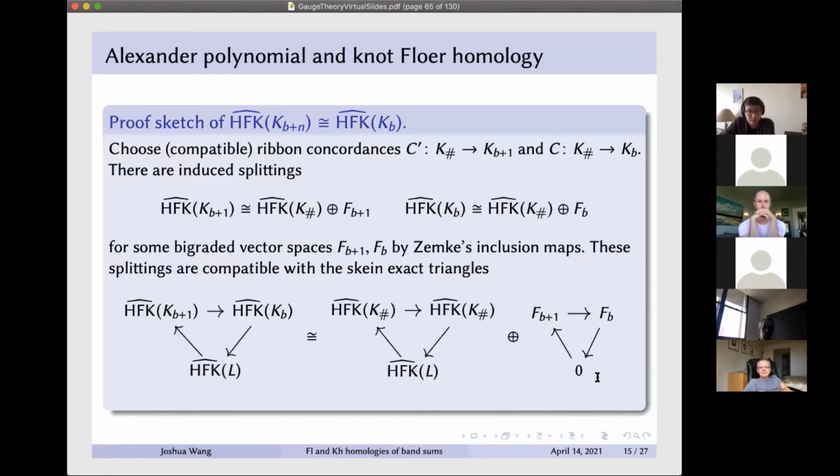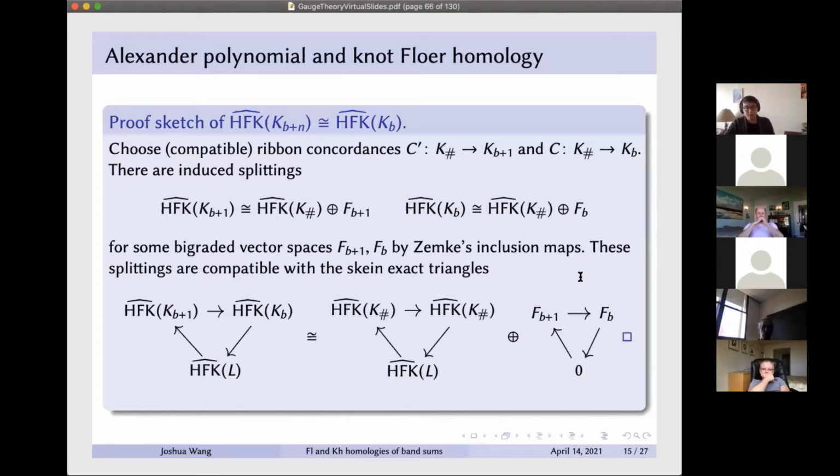And now the triangle on the right, its bottom term is 0, because we had the Floer homology of the link injecting into itself, so it has trivial cokernel. And then we have FB plus 1 mapping into FB. Because this term is 0, this top map is an isomorphism, and that top map is bigrading preserving. So FB and FB plus 1 are the same. Great. So that's why knot Floer homology doesn't change when you add a full twist to the band.